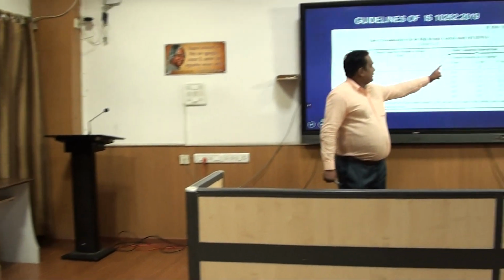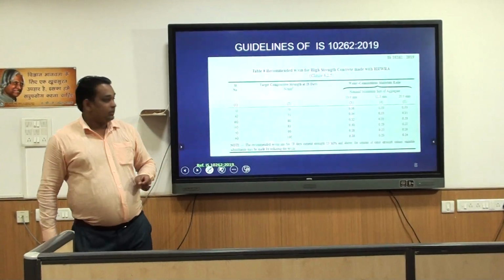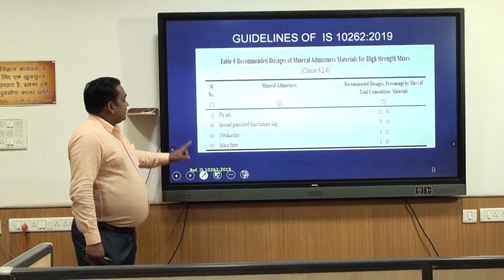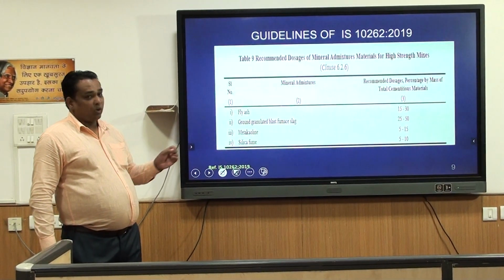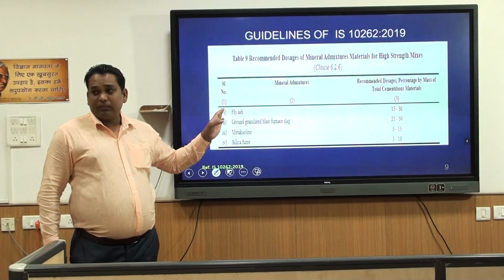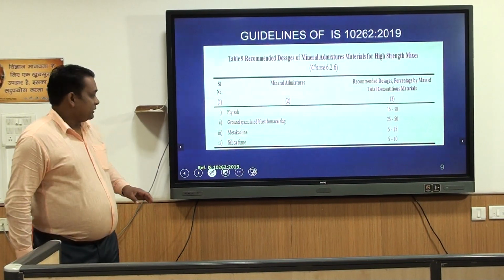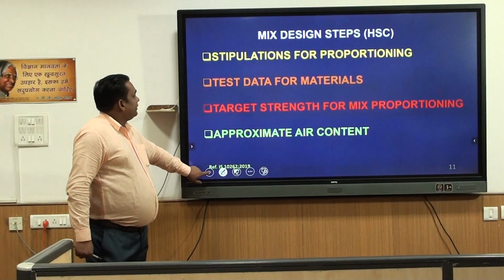So we can see the target compressive strength based on this value. Suppose 85 is our target compressive strength. So based on this value and the size of aggregate, we can take the values of water cementitious ratio. So these are the admixtures. We already discussed silica fume. So how much silica fume can we use in high strength concrete? IS code has already recommended 5 to 10%. So these are the values.